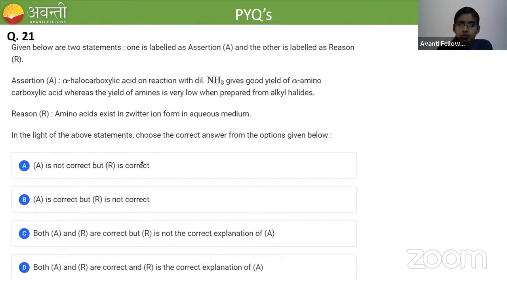So given below are two statements, assertion and reason. We have to find the correct answer. The assertion is: alpha halo carboxylic acid on reaction with dilute NH3 gives a good yield of alpha amino carboxylic acid, whereas the yield of amines is very low when prepared from alkyl halides. The reason: amino acids exist in zwitter ion form in aqueous medium. So what is the correct answer?